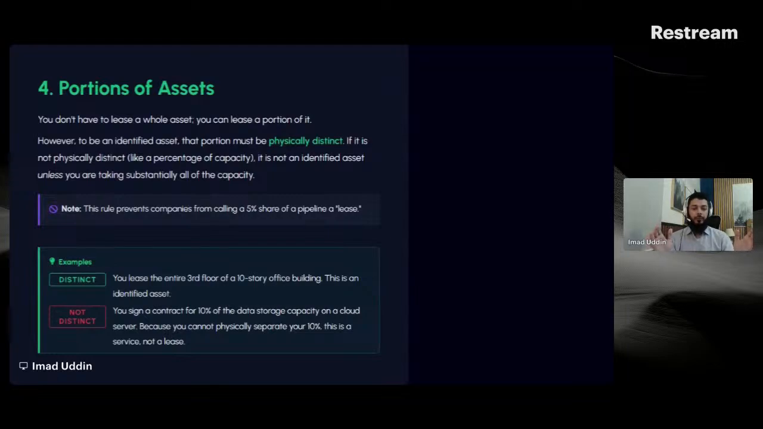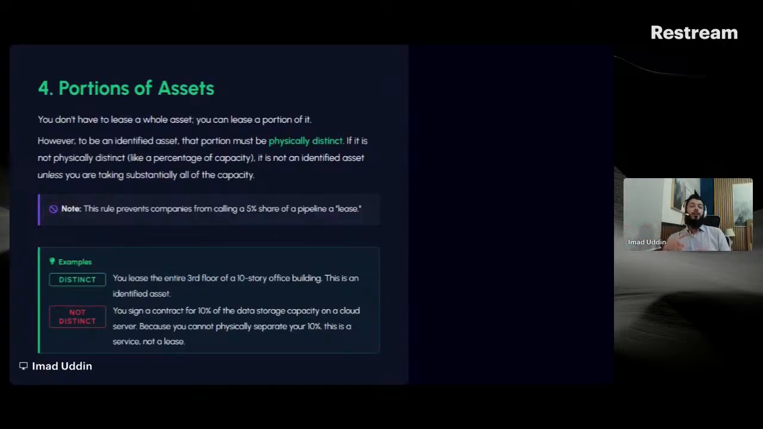However, if the asset is shared between two individuals or the usage is shared between two individuals, you cannot say that it is an identified asset, and therefore, in those cases, it would not be a valid lease. So, to put it very straightforwardly, this rule prevents companies from calling a 5% share of a pipeline a lease.